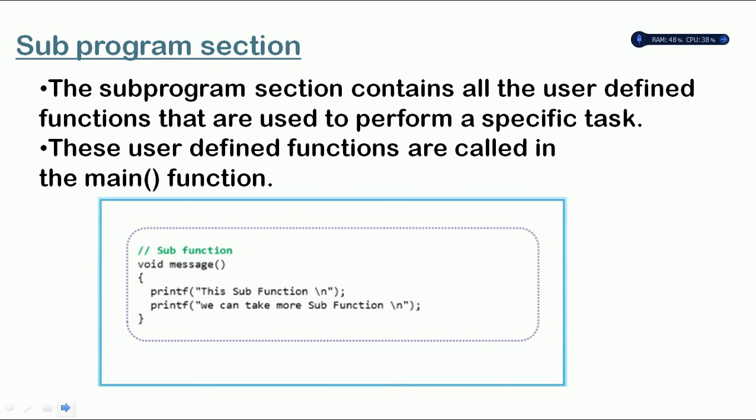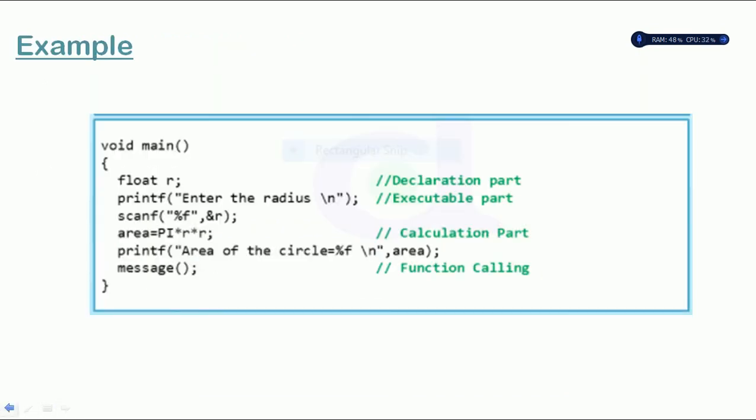The subprogramming section contains all the user-defined functions that are used to perform a specific task, and these user-defined functions are called in your main function. So you must call them, right? See here, this is my subfunction named message, and I am calling it in the main function. Otherwise that subfunction is not recognized, because I already said the C compiler always starts execution from the main function. Whatever is available in your program can be linked only from the main section, right? Because of that, here I am calling this message function. That is the meaning of that.